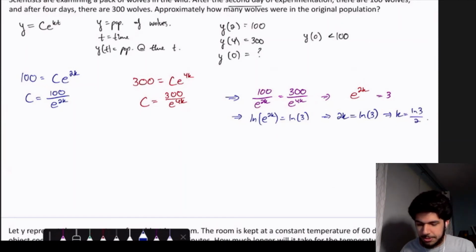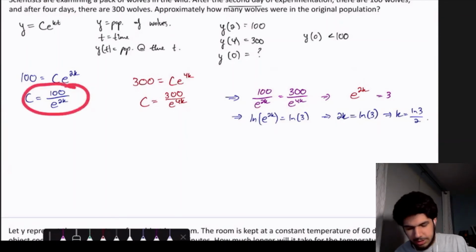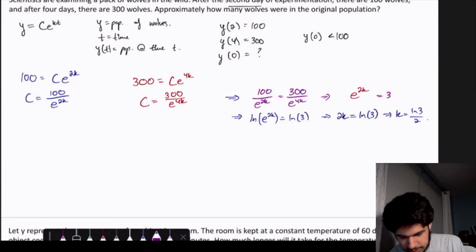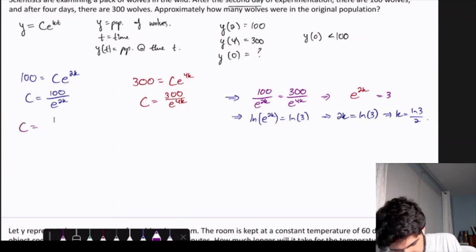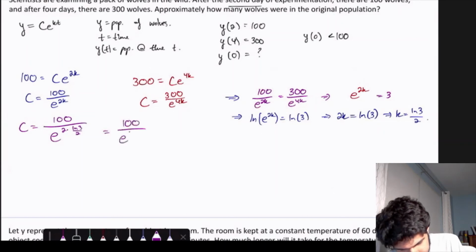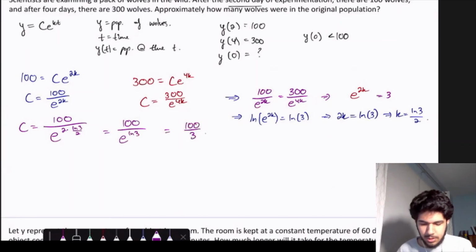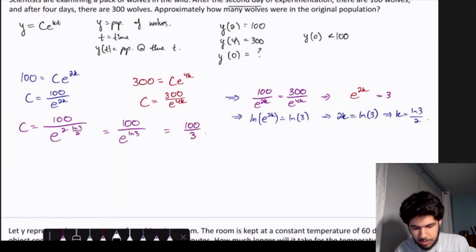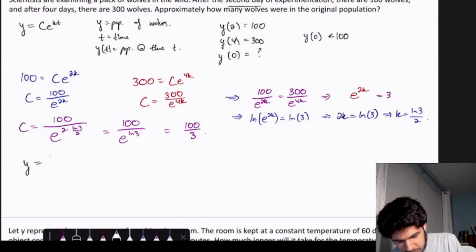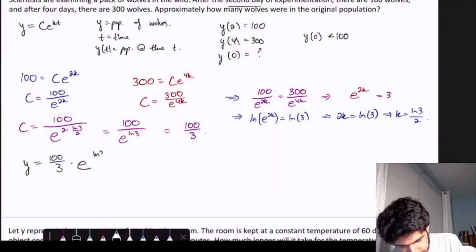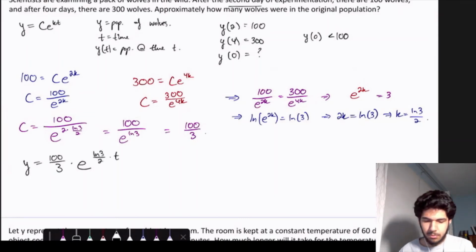Now we should probably solve for c. So how are we going to do that? Let's just use this equation here and plug in k equals ln of 3 over 2. So c equals 100 divided by e^(2 times ln 3 over 2), which is equal to 100 over e^(ln 3), which is equal to 100 over 3. Cool. So now our growth equation can be modeled as y equals 100 over 3 times e^((ln 3 over 2)t).